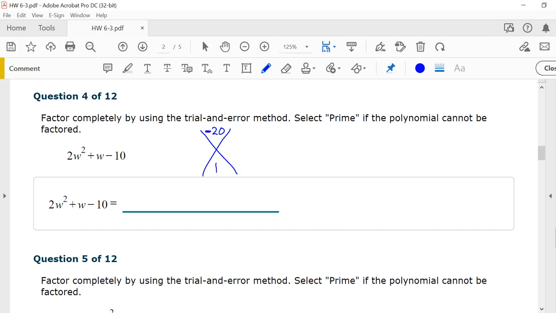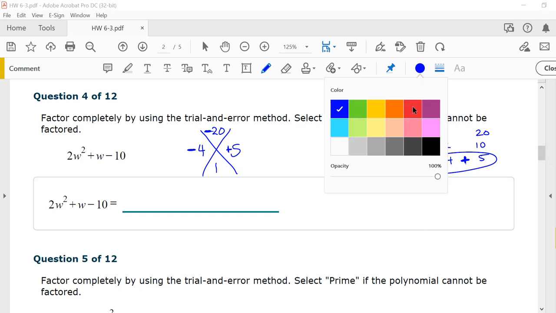I see that it's a negative number up at top, so one of them has to be negative. The other one needs to be positive. Okay, for 20: 1 and 20, 2 and 10, 4 and 5. That's it. One of them's got to be positive, one's got to be negative, and they have to add up to give me 1. So if I do negative 4 plus 5, I get 1.